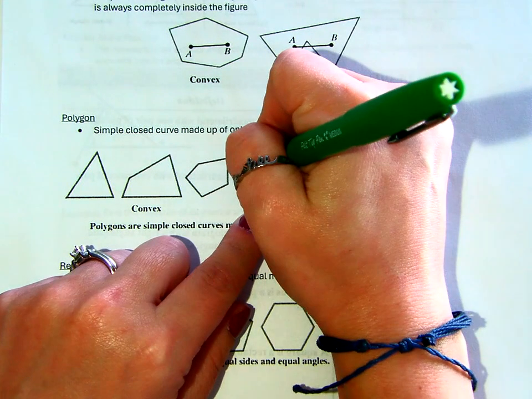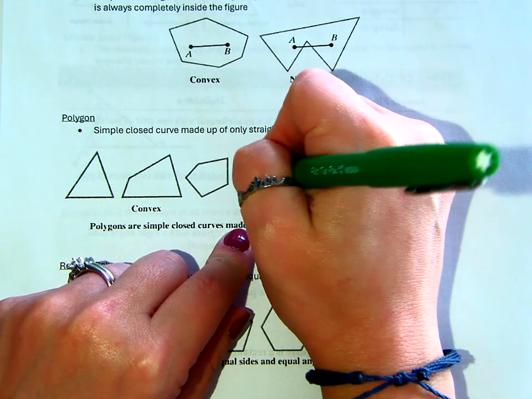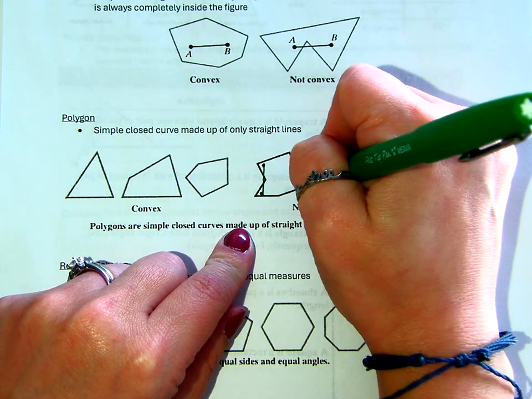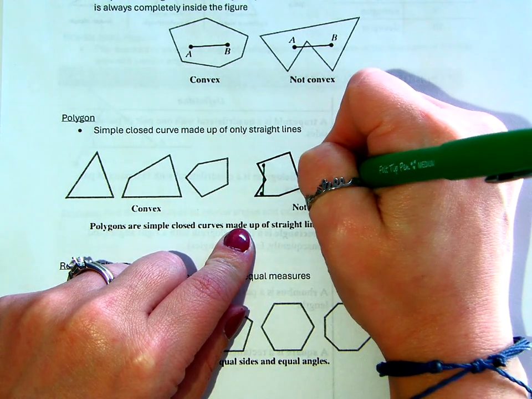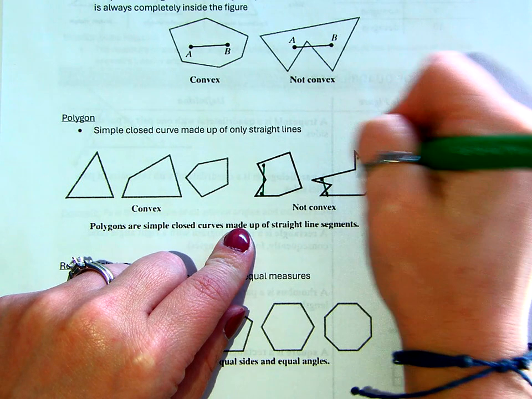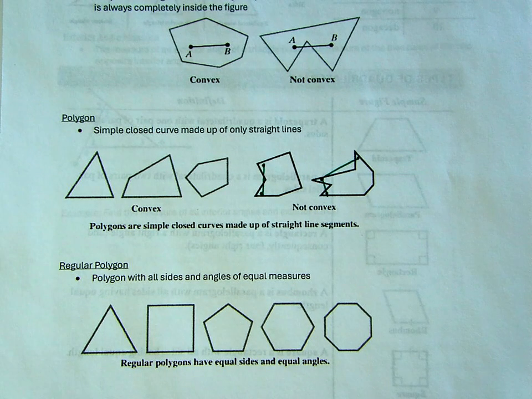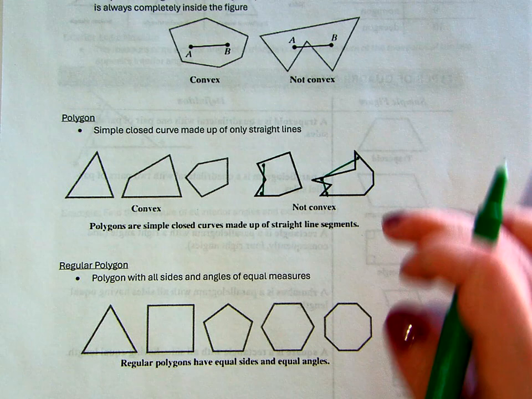I could have point A up here and point B down here. I could connect them, and it goes outside of my shape. Same thing over here, or even over here, I could connect it that way, and it would go outside of my shape. So these are not convex.